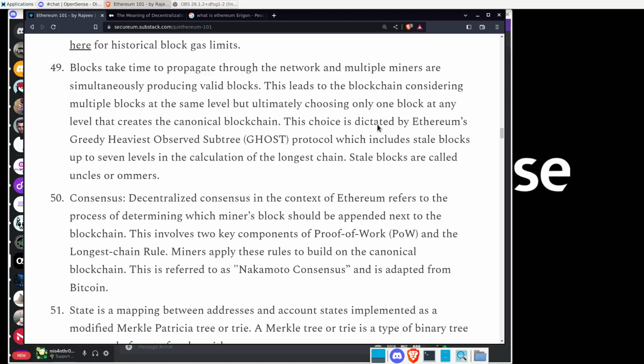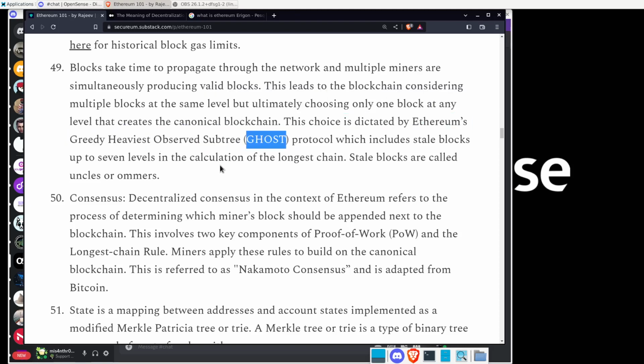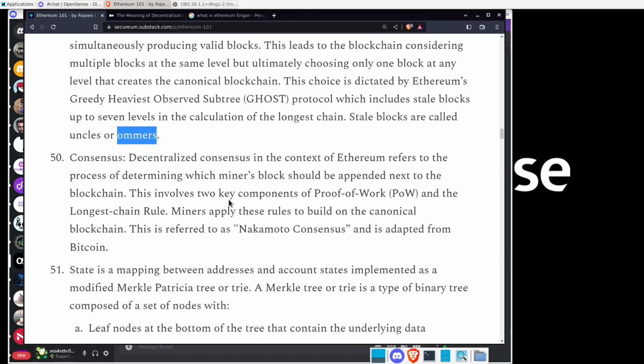This choice is dictated by Ethereum's greedy heaviest observable subtree, the GHOST protocol, which includes stale blocks up to 7 levels in the calculation of the longest chain. Stale blocks are called uncles or ommers. So I think everybody heard before about uncle blocks.